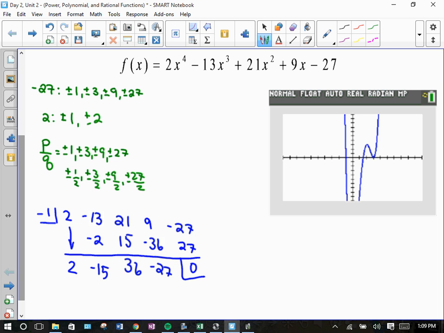So we figure out two things here. Number one, -1 is actually a zero. Number two, -1 is a lower bound because the numbers alternate between non-negative, non-positive, non-negative, non-positive, non-negative. All right. Questions on that?